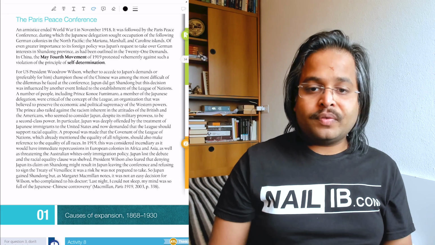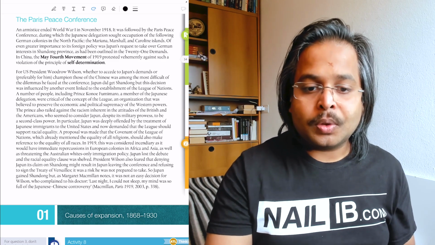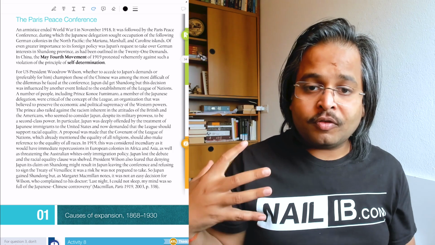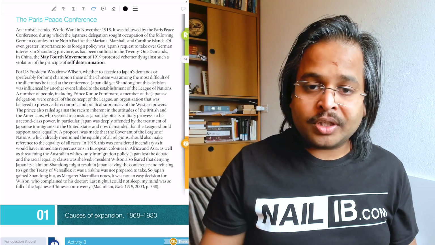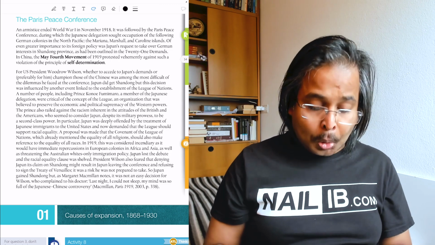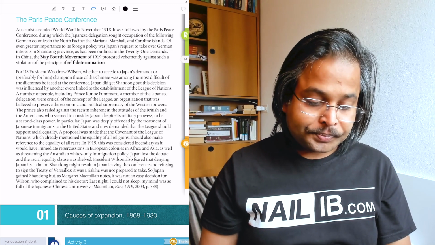So for the sake of the Western powers, this was something that was not accepted and the racial equality clause was shelved. And this of course will cause a lot of trouble in Japan in the subsequent years. Japan will carry this as a badge of honor that they stood for racial equality in the original discussions of the League of Nations, but were completely ignored by the Western powers.